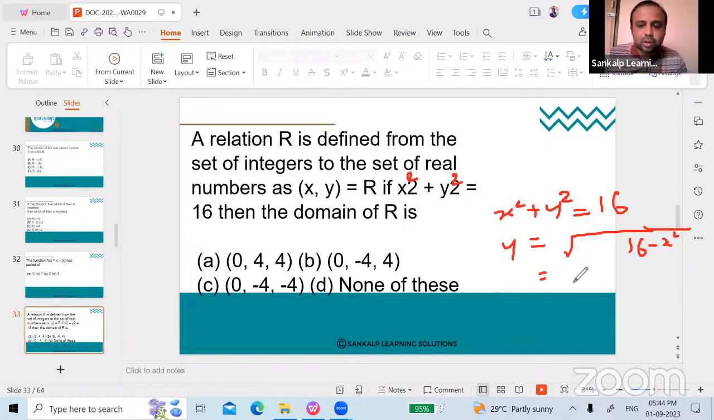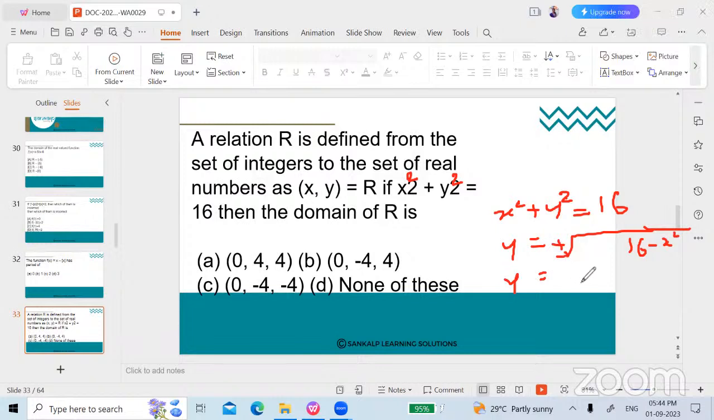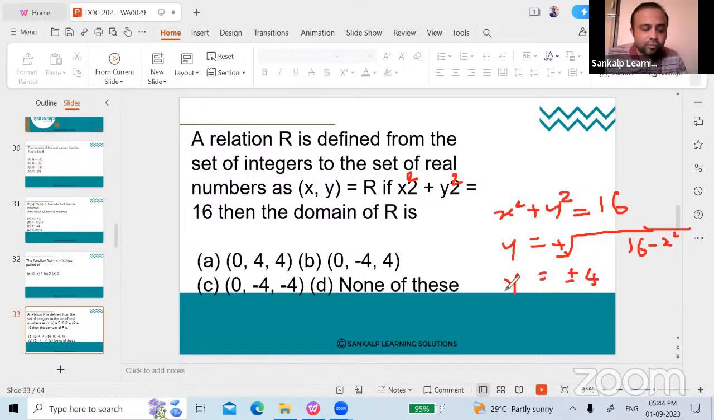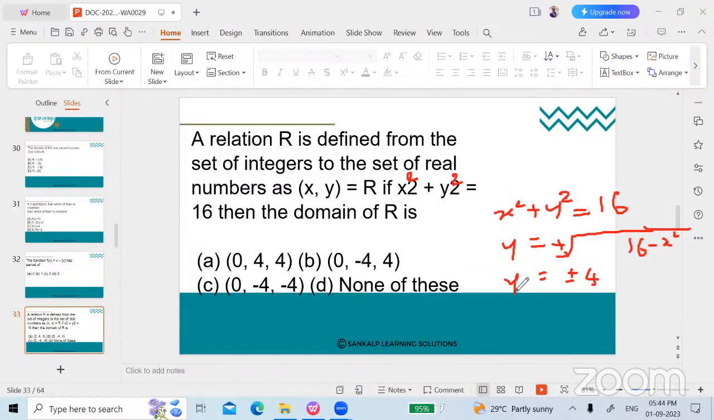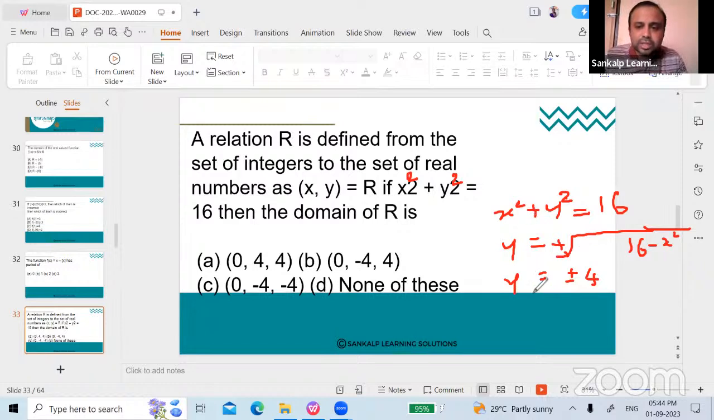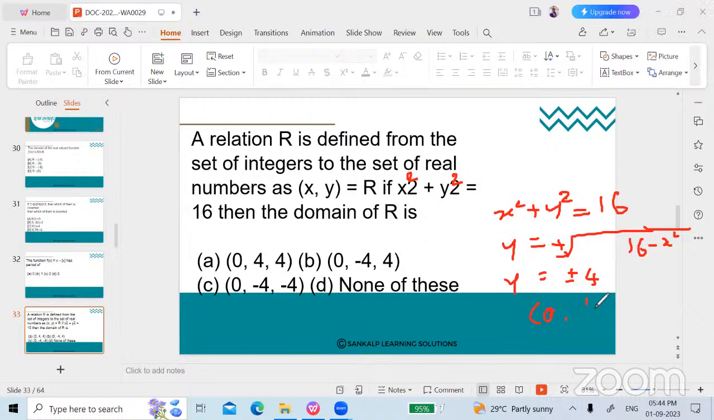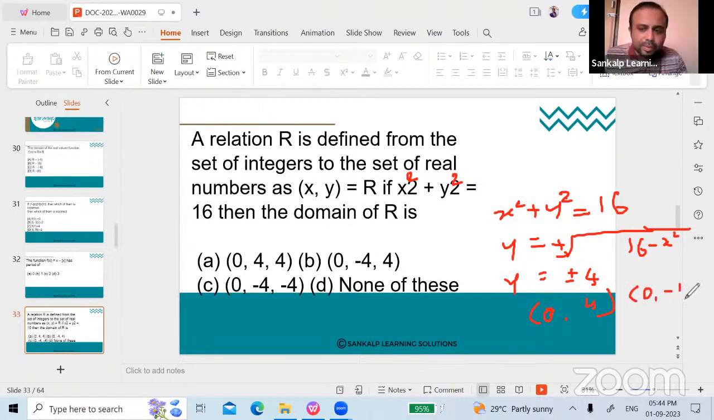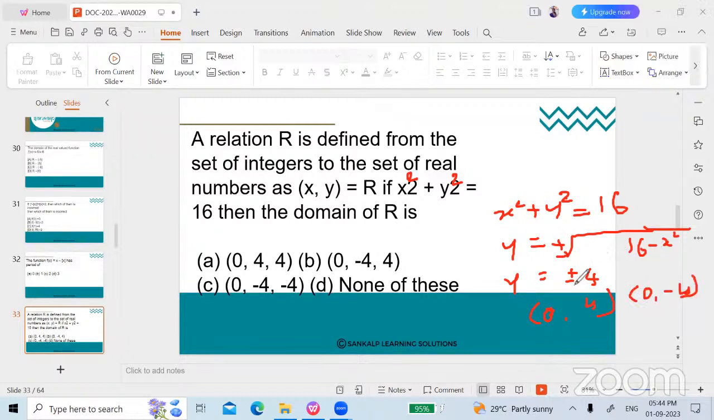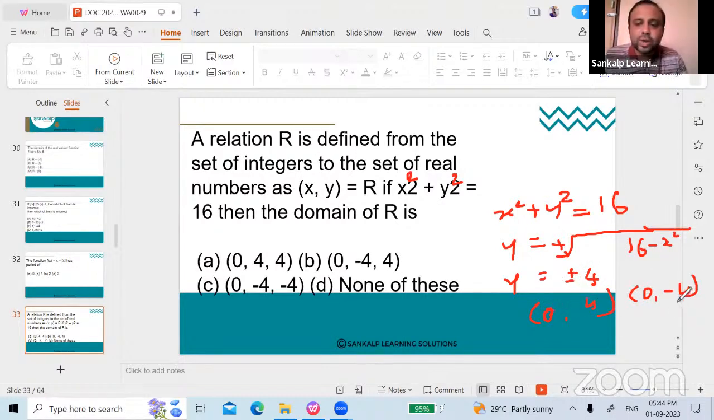X is equal to what? Y is equal to what? Y is equal to plus or minus 4. Am I right? Yes, sir. So if x is 0, y will be 4 or y will be minus 4. Plus or minus 4 means it has two values, plus 4 is one and minus 4 is another option. Cleared?